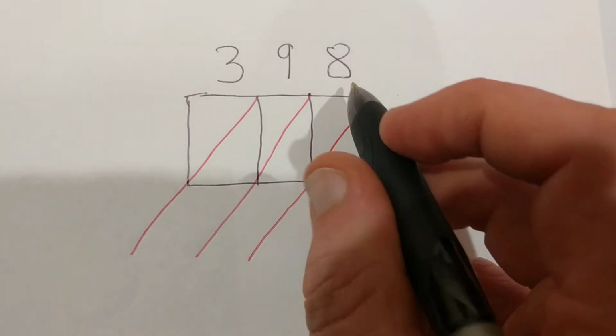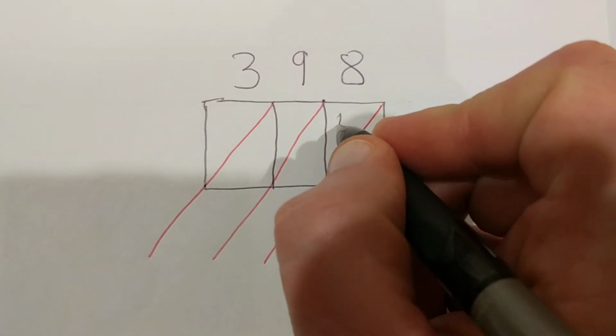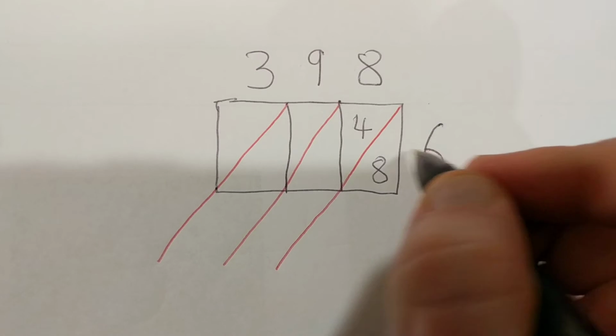So let's see how we go. We start with the ones here. So 6 times 8 is 48. So I'm going to write 4 here and 8 here. Okay, we've dealt with the ones.